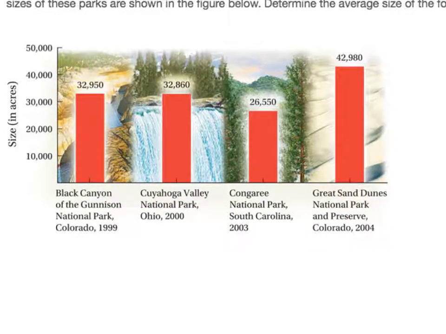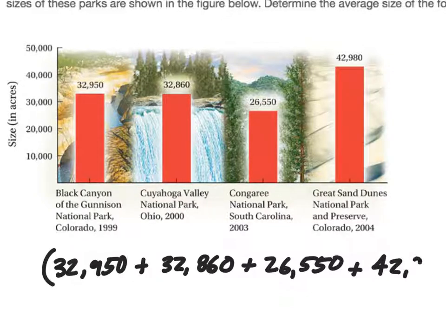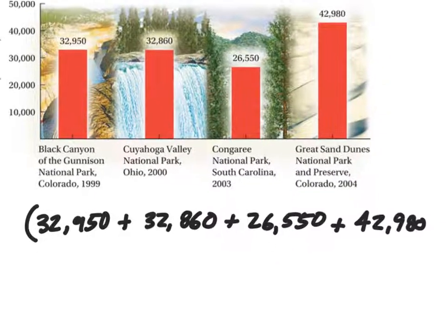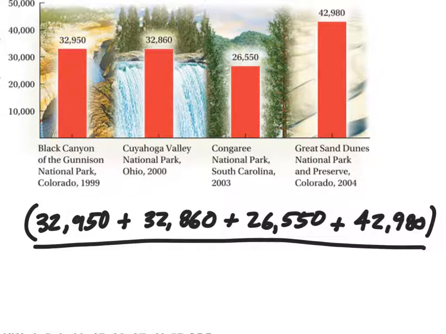So I'm going to go ahead and add them all up: 32,950 plus 32,860 plus 26,550, and then 42,980. I'm going to add all those up. This would be one that you'd probably want to do in your calculator. Then I want to divide by a number. How many of these numbers do I have? I've got 4 of them, so I'm going to divide by 4.